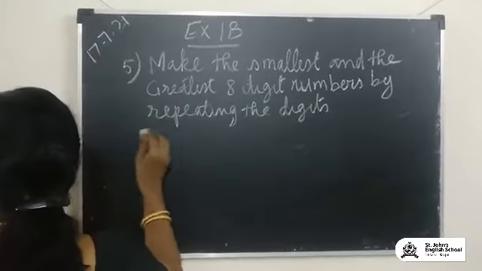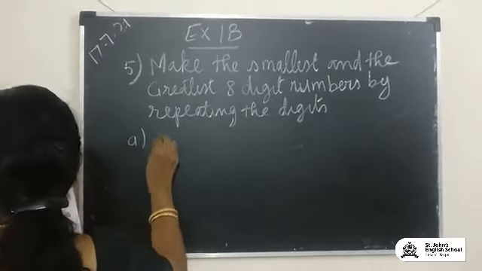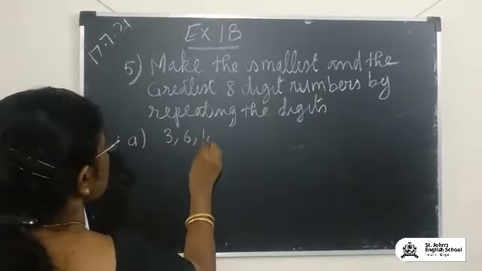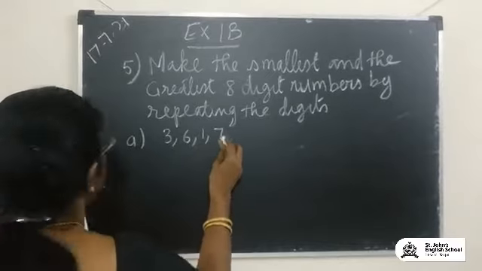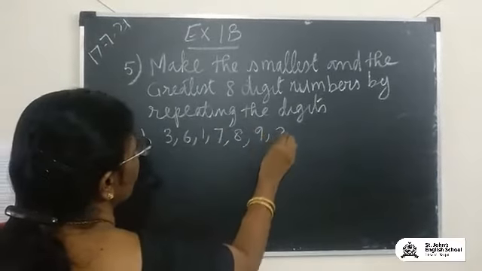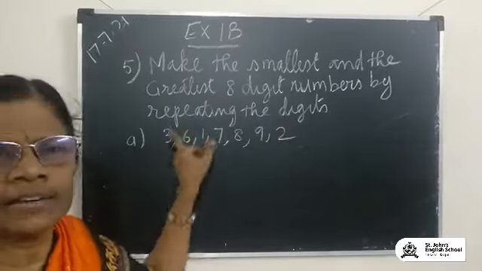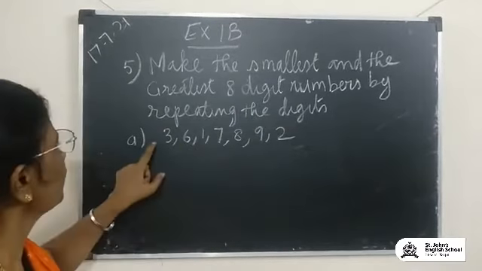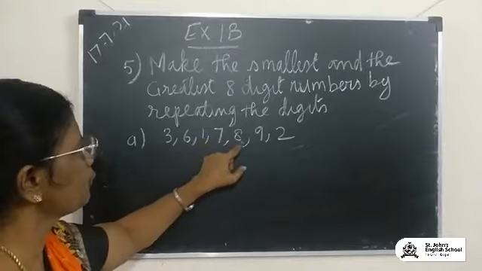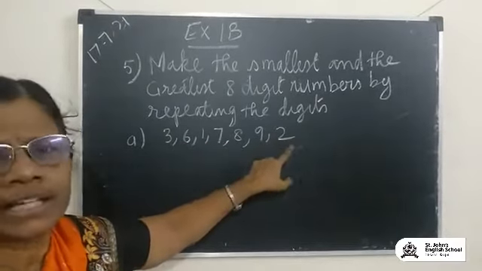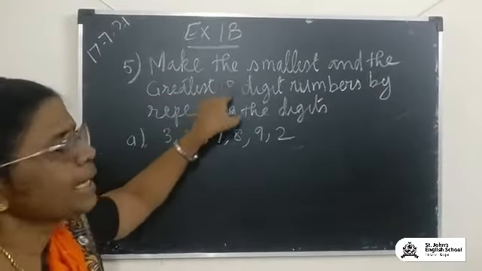So the A sum is going to be 3617892. Now I told you, children, each comma tells you everything is a separate number. 1, 2, 3, 4, 5, 6, 7 numbers are already given, but you have to form the 8-digit number.